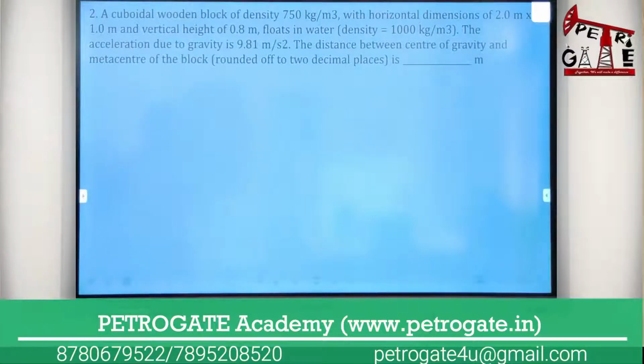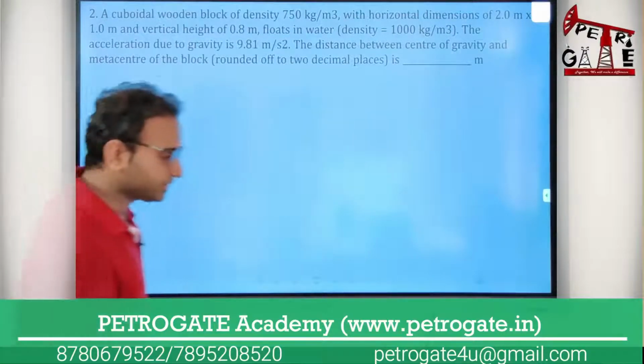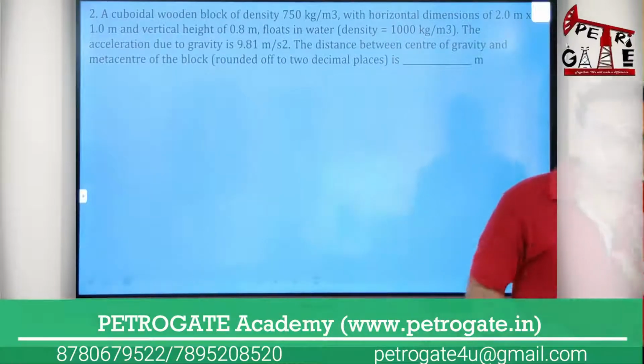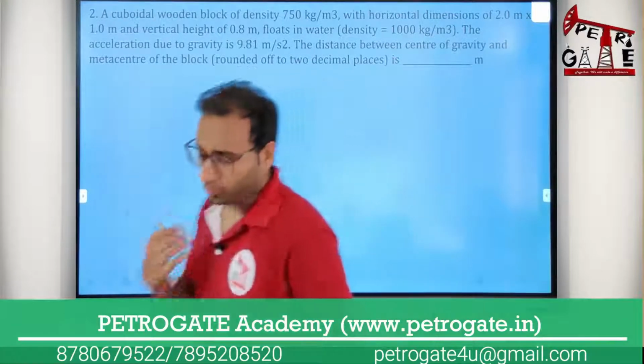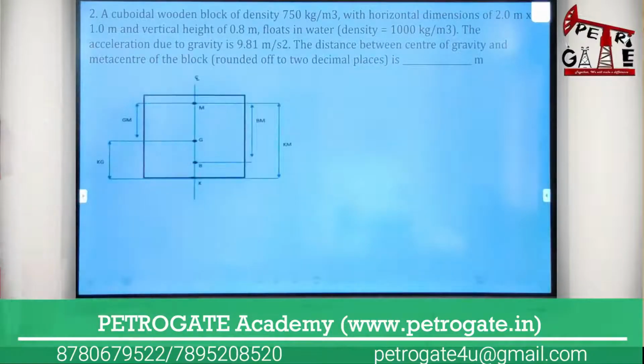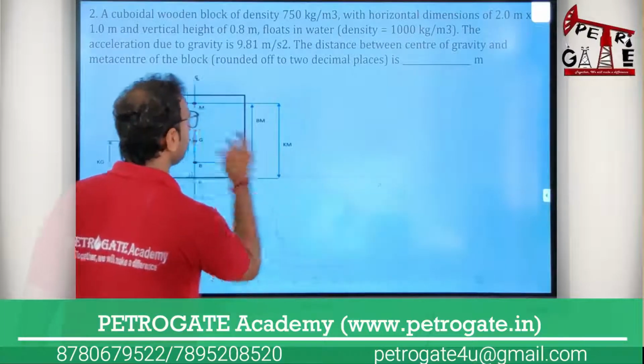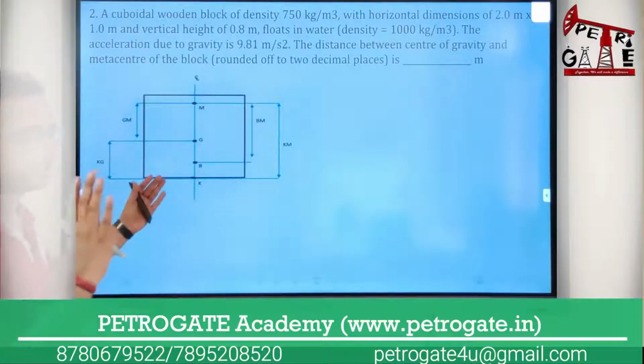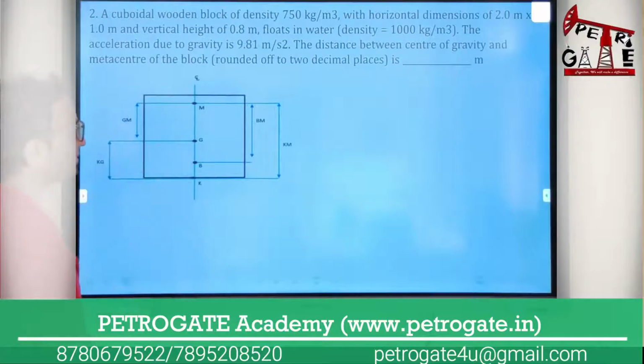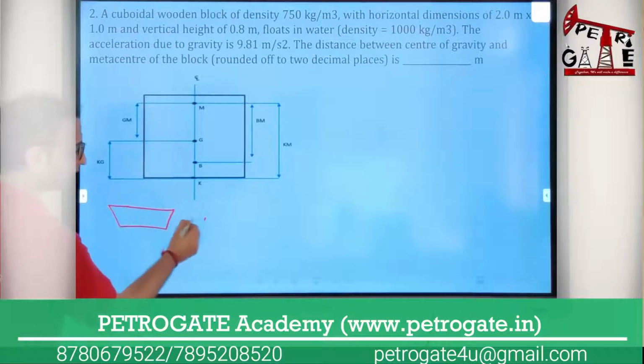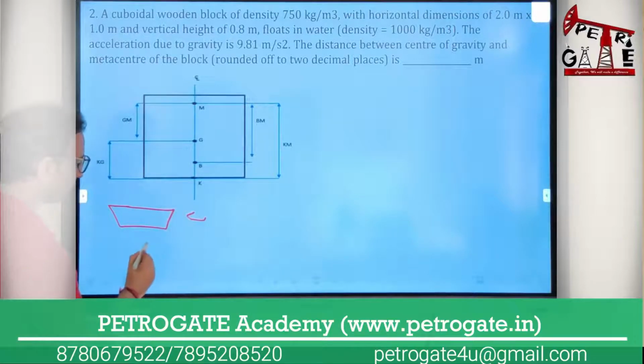Before attempting this particular question, I will tell you some more concepts related to it. Suppose see this particular picture. In this picture, you can see this is your vessel. If you are seeing the vessel from the front, you will see this kind of shape. Suppose this is your ship. If you are seeing the ship from this side, your ship will be like that. It looks like a rectangular body.